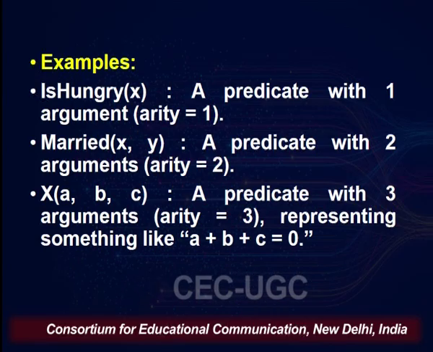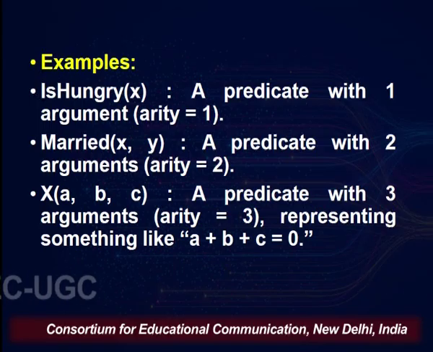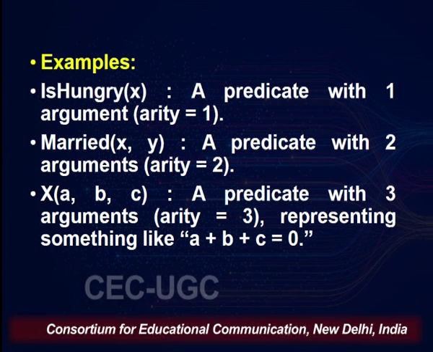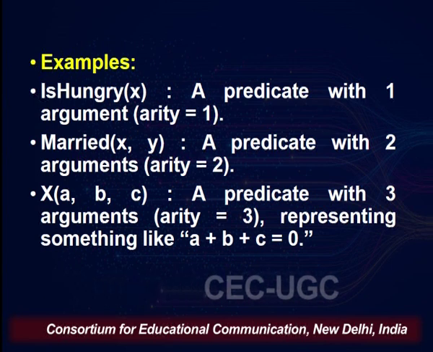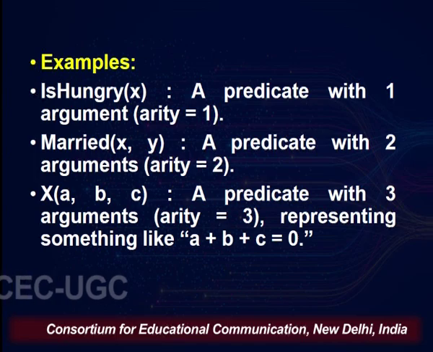And for example, I am writing any other predicate with the name, let us say, capital X, where X is the name of the predicate and A, B, C are the arguments. So, a predicate with 3 arguments has arity equal to 3. So, arity is nothing but the number of arguments. For example, this could be A, B, C, plus A plus B plus C is equal to 0, or something different from that.